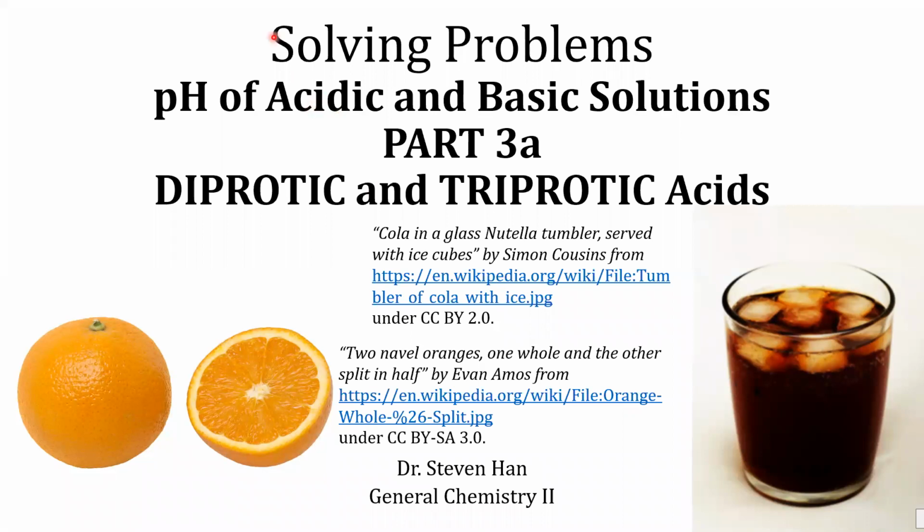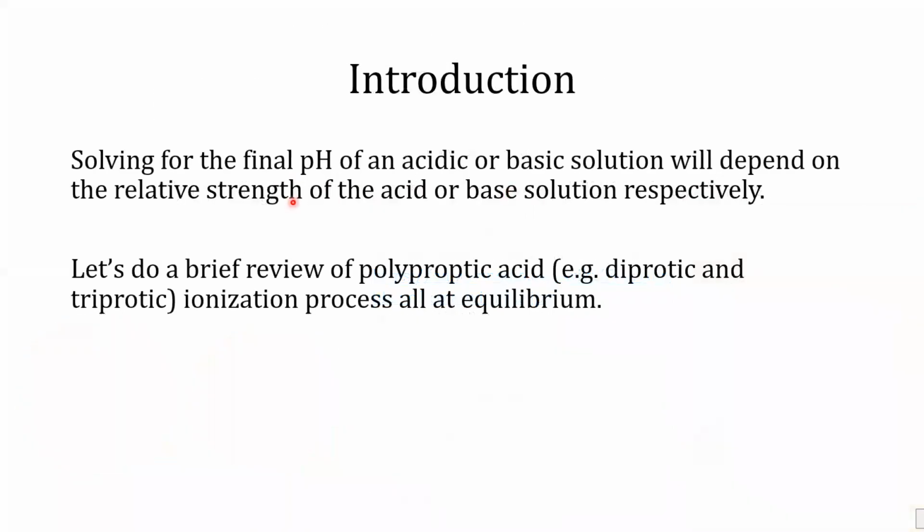This lesson is on solving problems involving the determination of the pH of acidic and basic solutions. This is part 3a on diprotic and triprotic acids. Solving for the final pH of an acidic or basic solution will depend on the relative strength of the acid or base solution, respectively. Let's do a brief review of the polyprotic acid ionization process, all at equilibrium.